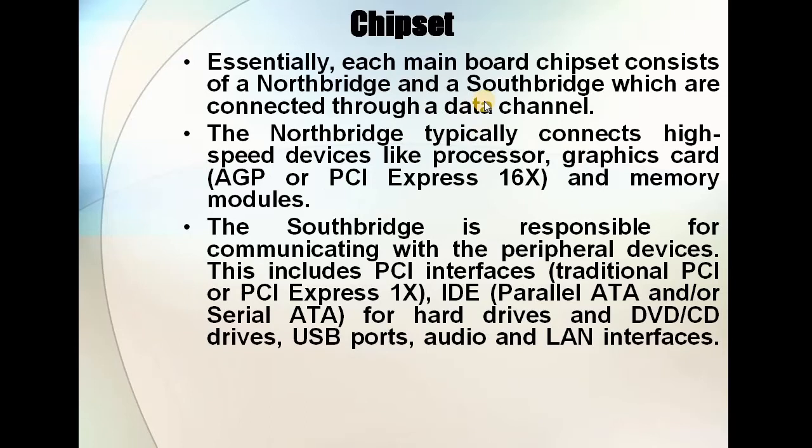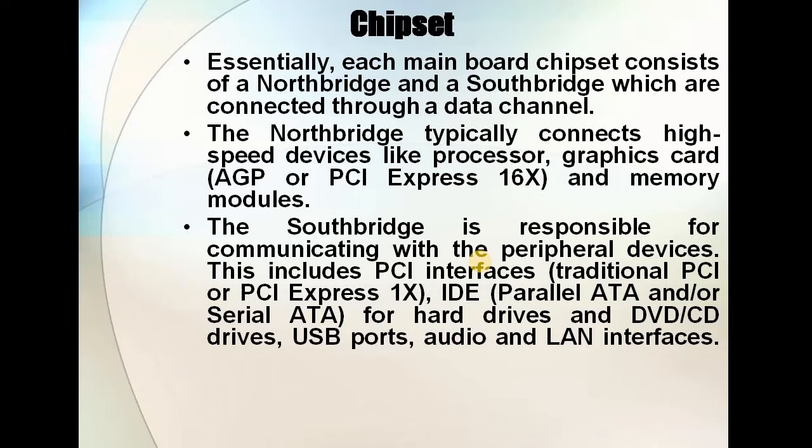And the important thing is that a chipset consists of two things, the north bridge and the south bridge. So let us understand the importance of having this north bridge and south bridge, and let us identify where they are present on the motherboard. The north bridge typically connects to the high speed components or devices like the processor and our graphic cards. For all this we require the north bridge, and the south bridge is responsible for communicating with peripheral devices like our secondary storage devices such as hard disk, DVDs and CDs, and for that we use the south bridge.